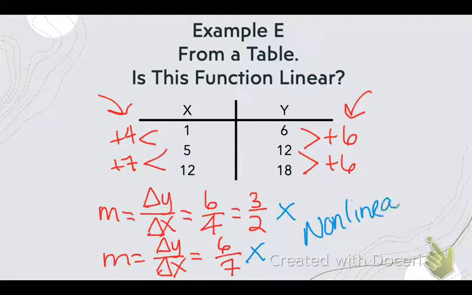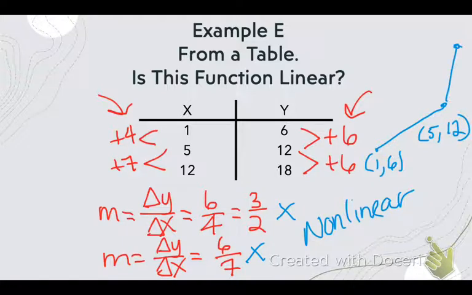And all that means is that I might have a point (1, 6), and the line to get to (5, 12) has one slope, and then the line to get to (12, 18) has another slope that looks different. It's just going to be a little steeper or less steep, and so on. Okay, let's try another example.